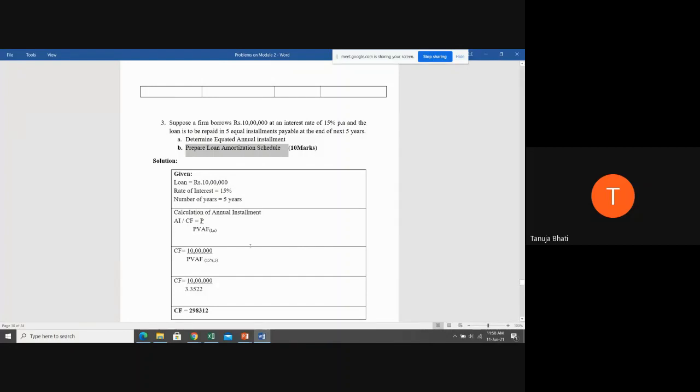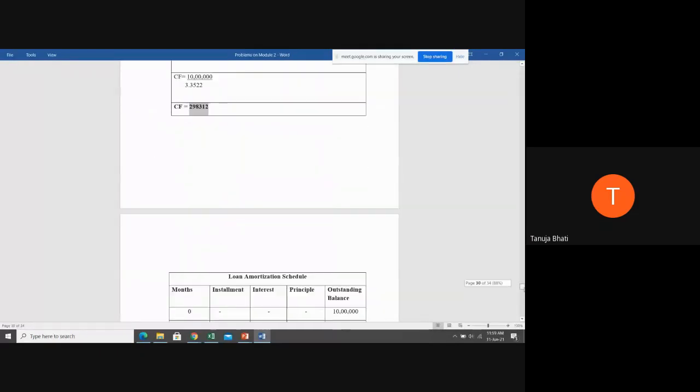And what is the amount I need to write in that column for the different years? 2,98,312, ma'am. Okay. Do I need to write this amount in all the 5 years? Yes, ma'am. Very good, students. I'm happy that you all are able to understand. Now, column number 3. Interest, ma'am. Very good. And column number 4? Principal amount. Column number 5? Outstanding balance. Very good.